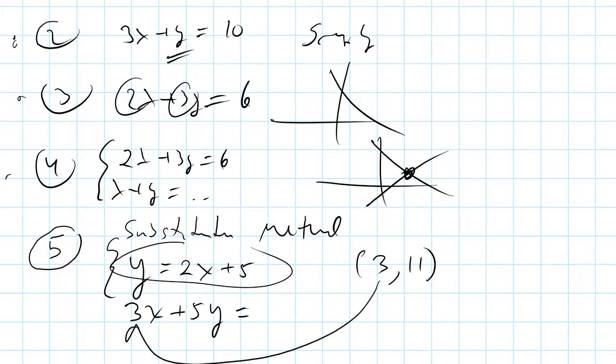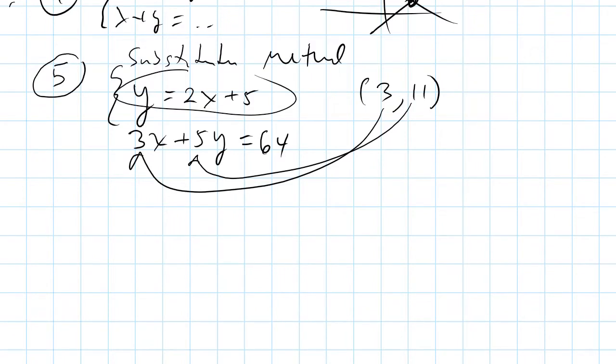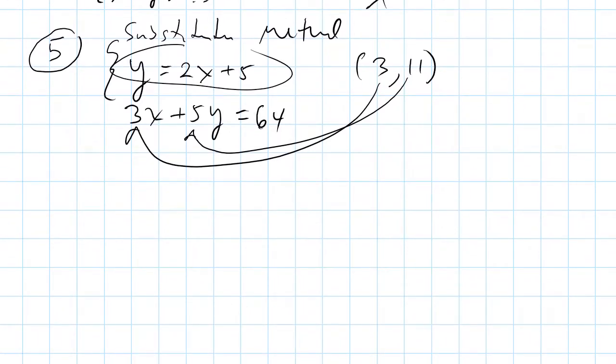Then you can plug the 3 and the 11 into here. 3 times 3 is 9. 5 times 11 is 55. 55 plus 9 is 64. So that's a good example of a question. And lesson 5 is important.